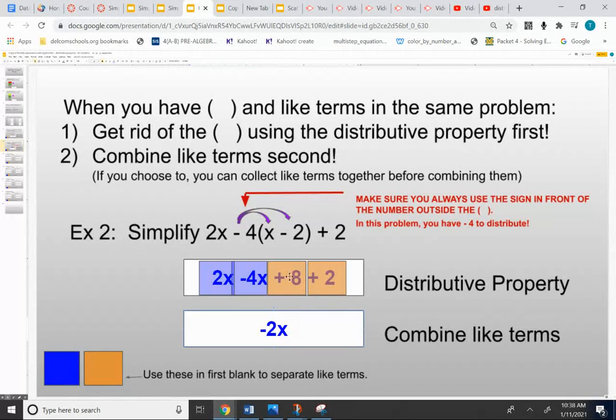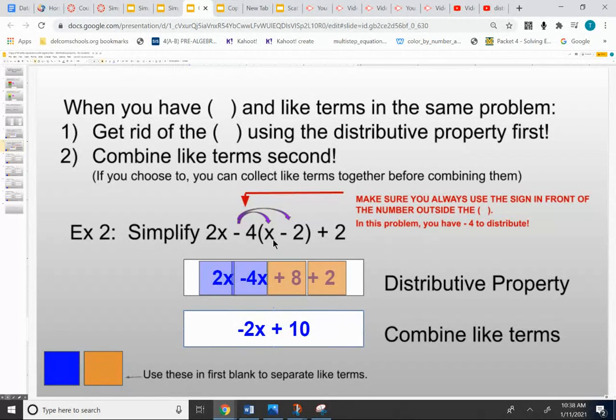Then we're going to add a positive 8 to a positive 2. 8 plus 2 is positive 10. Just make sure you type in that positive symbol. So the final answer is negative 2x plus 10.